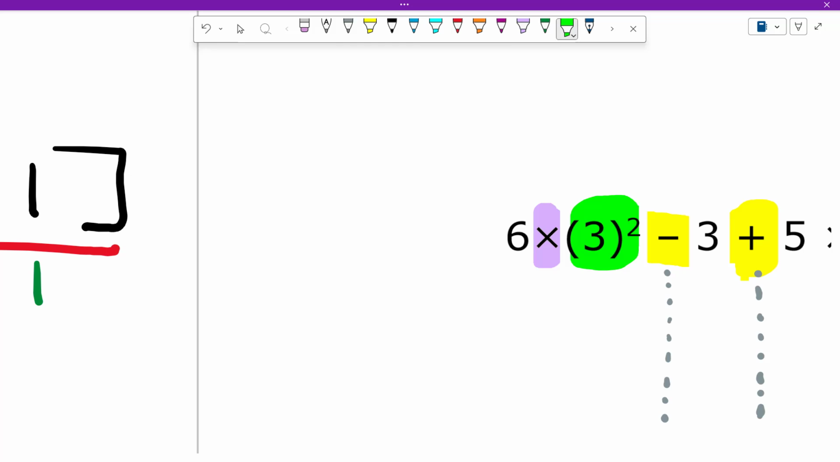If we have 3 exponent 2, what does that mean? We talked about that last day. Does that mean 3 times 3? Does it mean 3 times 2? What does that mean?